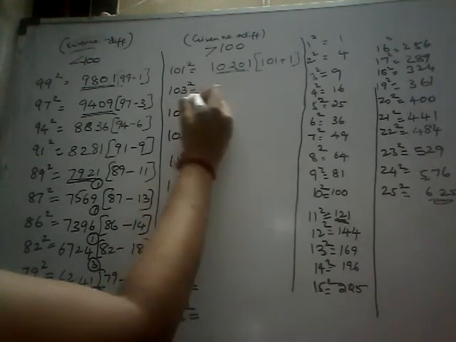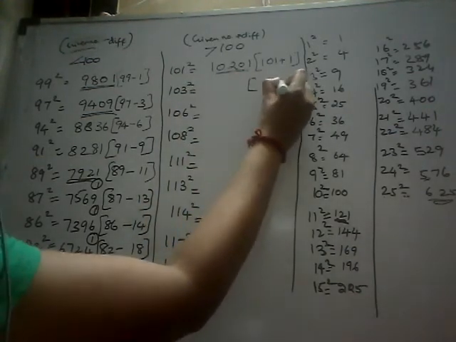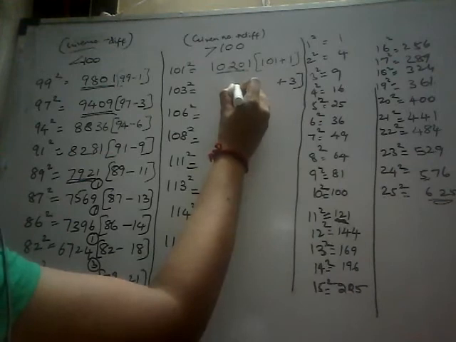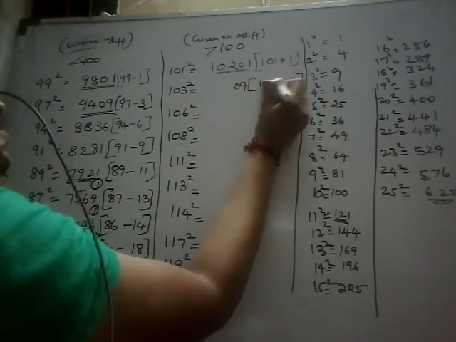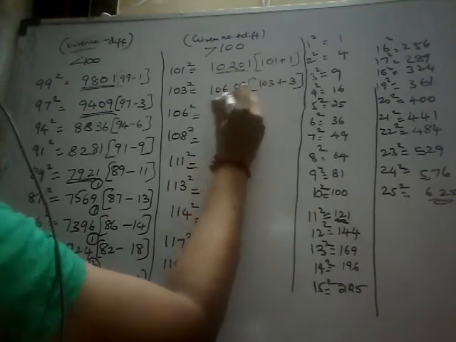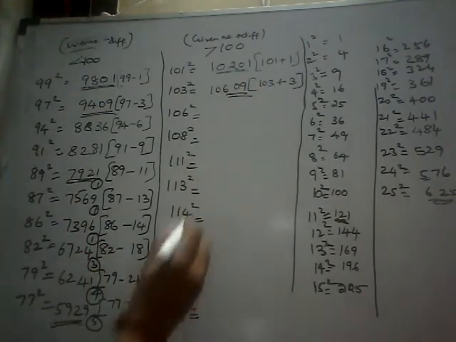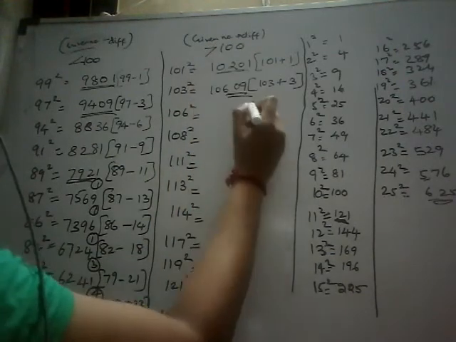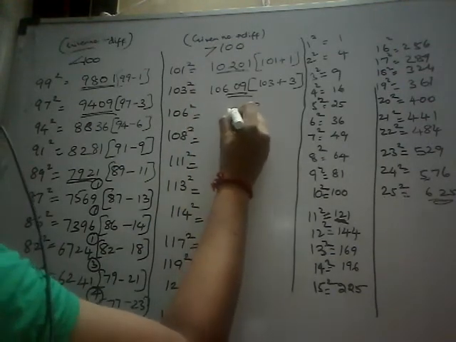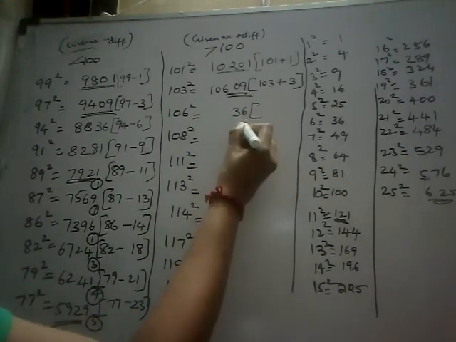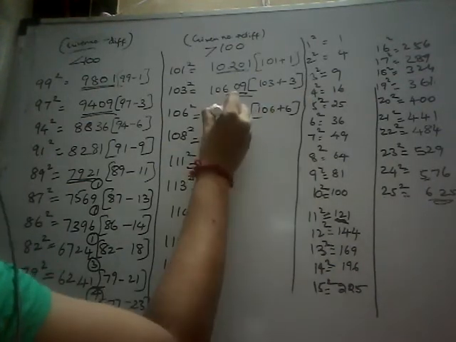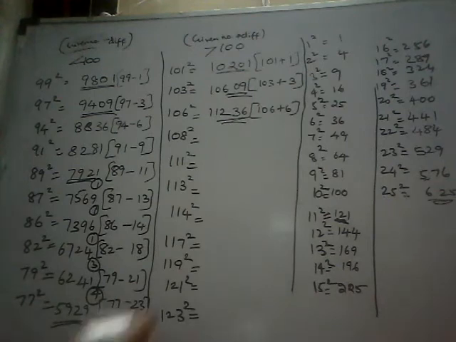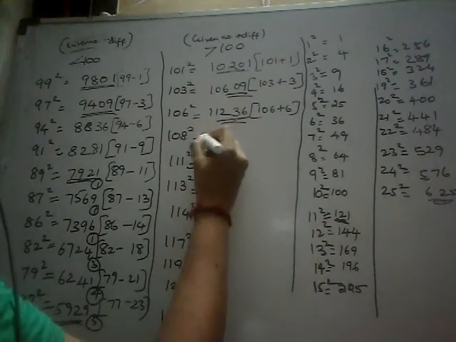Same way, try it for 103. How much is the difference? The difference is 3. That means the square of that difference is 09. So 103 plus 3 gives you 106. 10609. Same way, try it for 106 square. The difference is 6. Squaring the difference gives you 36. And 106 plus 6 gives you 112. That is 11236.